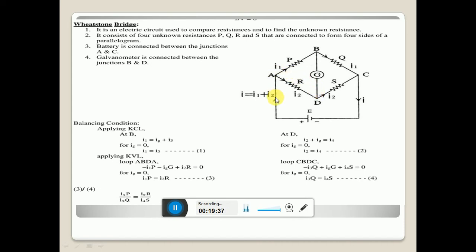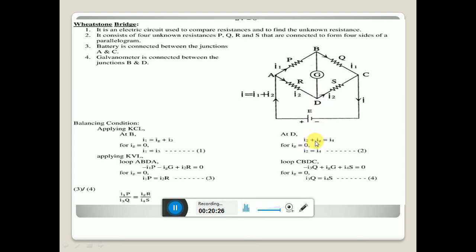Here current starts from this cell entering into the point A. It is dividing into I1 across this P and I2 across this R. Now at B it can be divided again into two parts, I1 entering into B, forming Ig into G. Here Ig is indicated, you can see Ig leaving out of this B and I3 leaving out of this B. Similarly at D, the current I2 is coming from A, passing through this R and entering into D, and the current Ig from this galvanometer is entering into D.